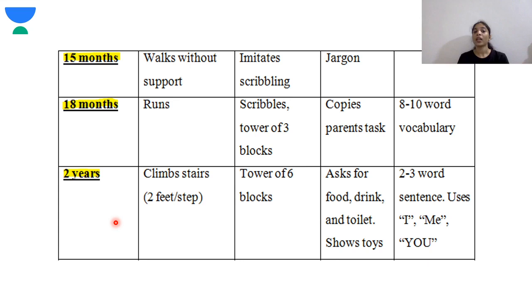At 2 years, the child climbs stairs, 2 feet per step. Then there is a tower of 6. Again, always remember multiples of 3. Even for the blocks, it is 3, 6, 9. After 1.5 years, it is 3 blocks. Then at 2 years, it is 6 blocks. The child asks for food, drink, and asks to go to the toilet. Shows toys. Speaks 2 to 3 word sentences. Uses me, I, you.